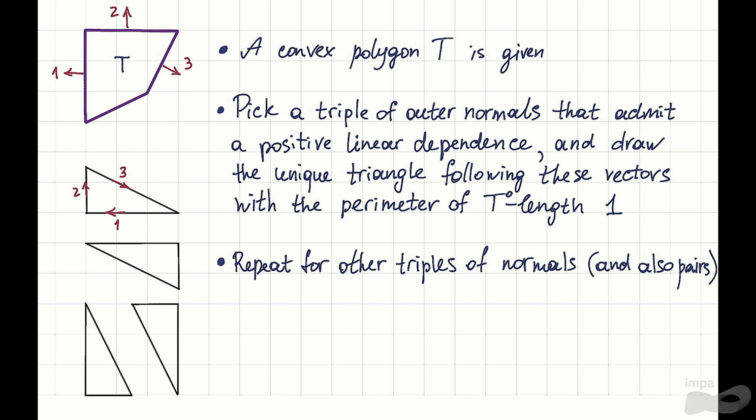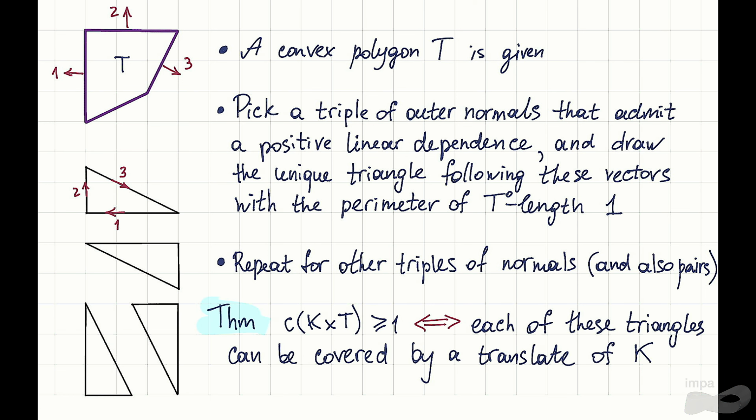Do this over all triples of normals. I said triples, but in fact, you consider minimal sets of outer normal vectors which admit a positive linear dependence. So if you have two parallel sides of your polygon, you also consider just a pair, and instead of a triangle, you just draw a straight line segment so that when you traverse it twice, its length is 1. And then the bottom line of everything that I was saying before is that capacity is at least 1 if and only if each of those triangles can be covered by a translate of K.